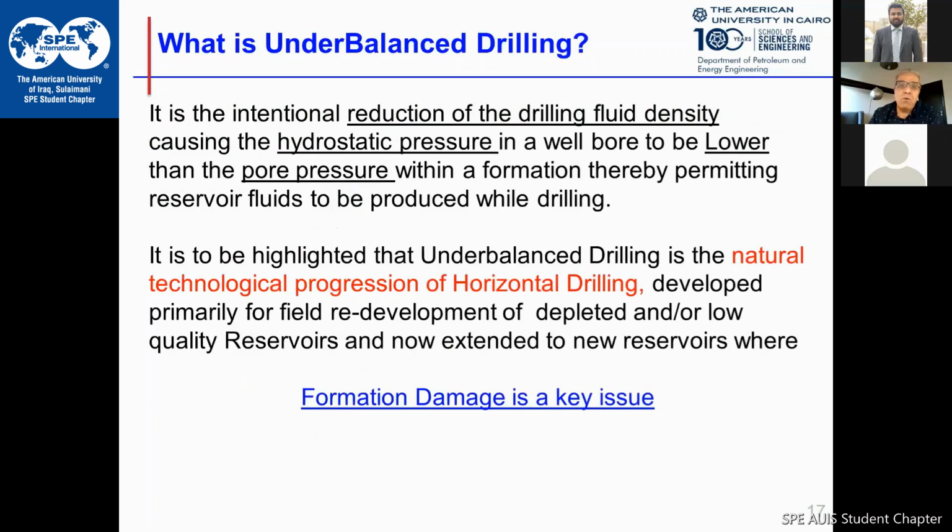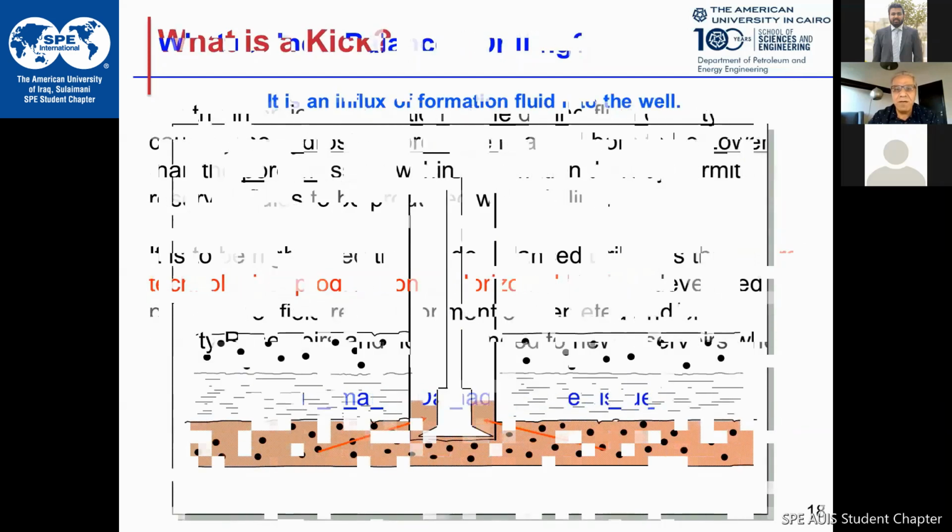So then what is underbalanced drilling? Underbalanced drilling is intentional reduction of the drilling fluid density. So we intentionally reduce the fluid density, which is the mud density, to cause the hydrostatic pressure in the well to be, of course, lower than or equal to the reservoir pressure. So when we hit the reservoir, because the pressure at the bottom hole is a little bit lower than the reservoir pressure, reservoir fluid will start to flow. And of course, this gives excellent effects for the case of horizontal wells. And a key factor, again, is formation damage minimization.